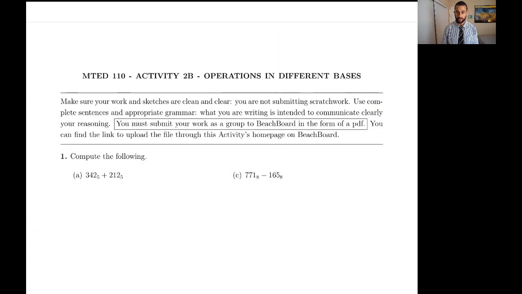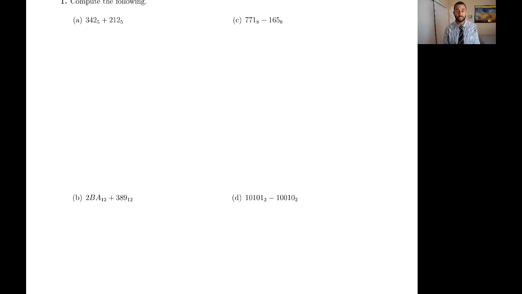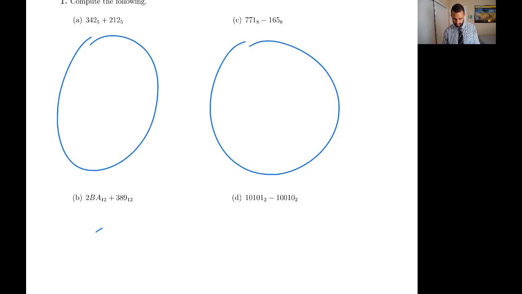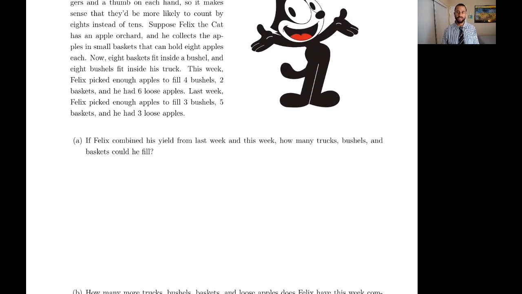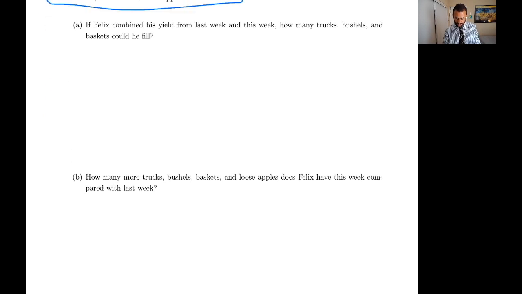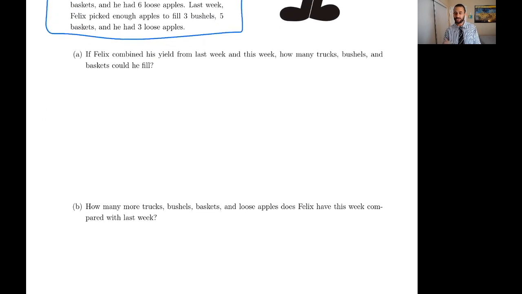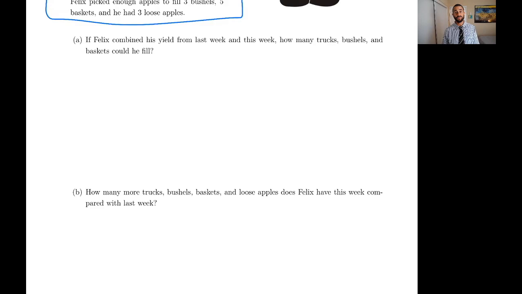Activity 2B, here we go. Operations in different bases. So now the first page is just doing some computations in different bases. So you should put your work here, and here, and here, and here, just some standard practice. And now this question is a really fun one. This is the Felix problem. You're going to read this, and then you have to answer a few questions about how many bushels, baskets, trucks, and loose apples Felix has. So it's a really good one. I won't tell you too much about it because it's fun to explore, I think, and we can talk about it at the collaboration meeting too.